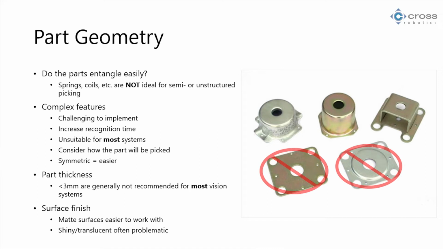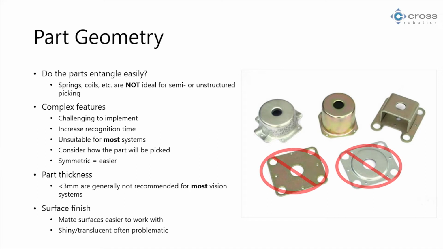Part thickness: most of the systems on the market don't do great with super flat parts, right? So if you have thin sheet metal parts like that, the part itself is just not thick enough for the camera to read an accurate depth measurement. So under 3 millimeters tends to be kind of a no-go zone for a lot of systems. At the very least, you're going to need to investigate it a lot further and do a lot of testing.